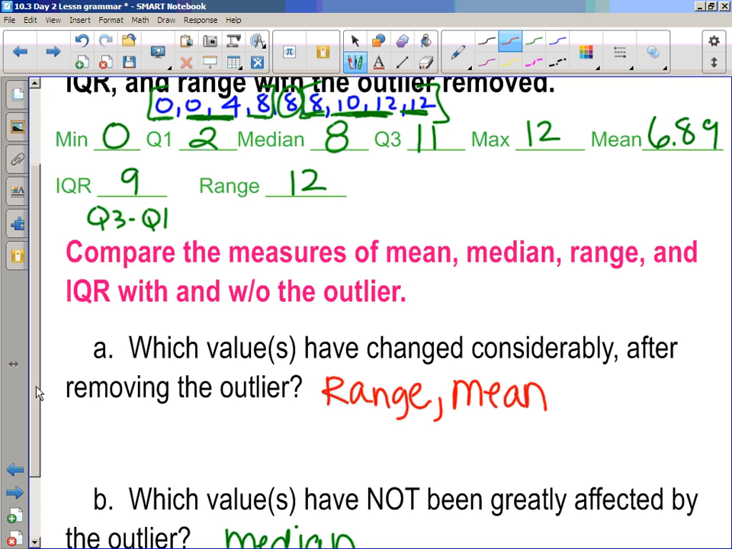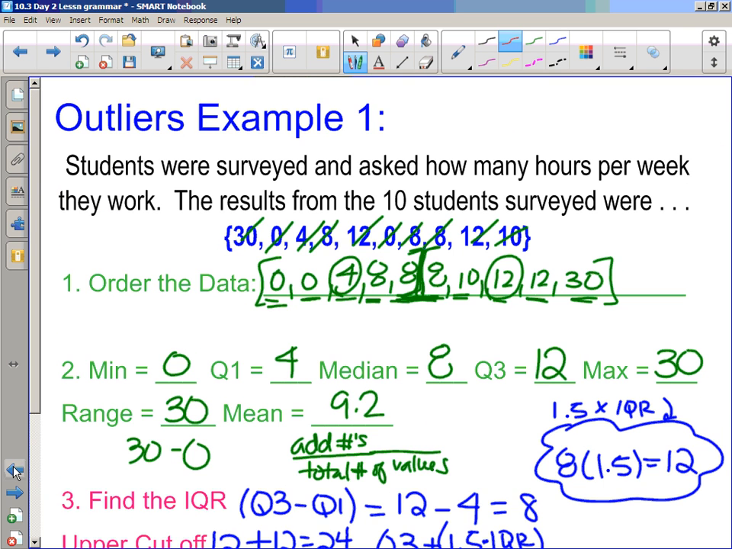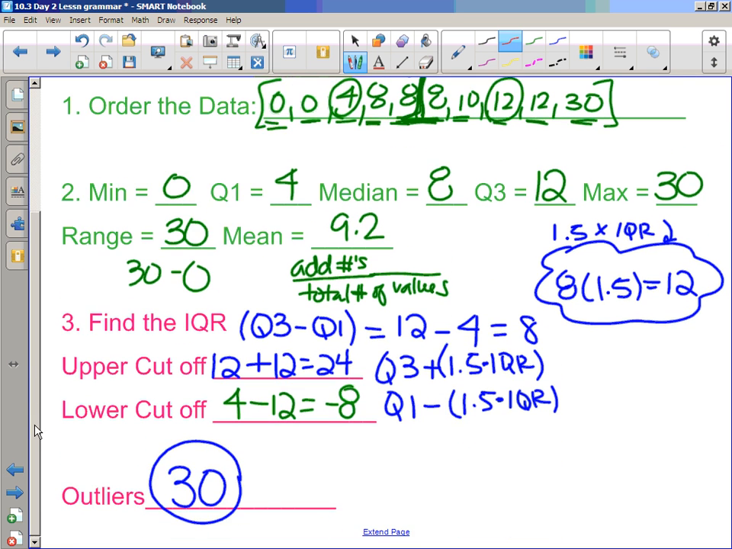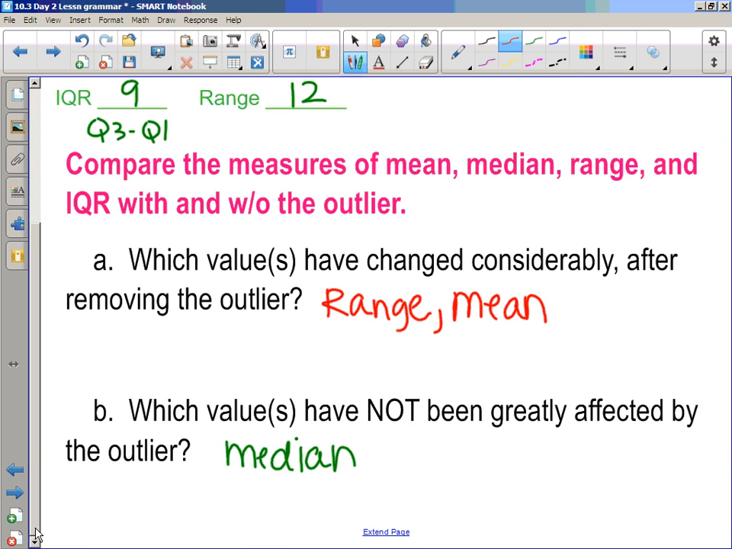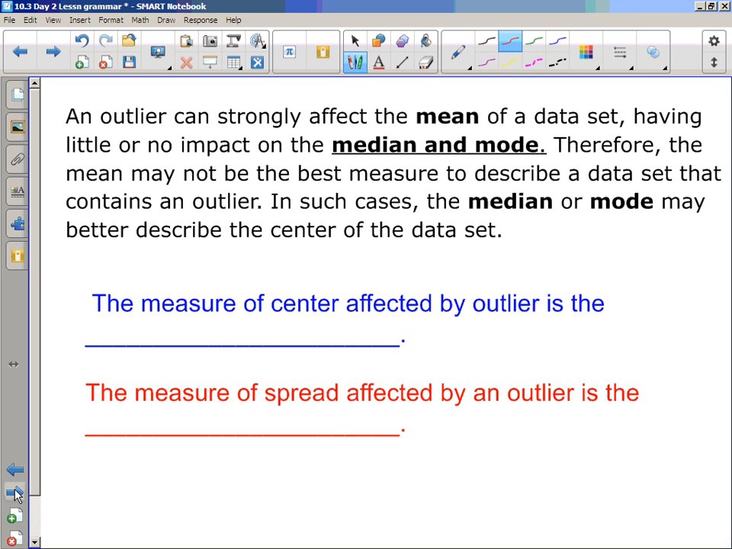All right, and what else is there? The mean, median, range, and let's look back at the IQR. We don't have it up there, but the IQR we found down here, and it was 8. If I go back, my IQR is 9, so I would say the IQR hasn't changed that much either. Okay. So the ones that have changed are the range and the mean. The median and the IQR haven't been changed that much. Okay, so the measure of center that's greatly affected by the outlier is the mean. Right, so the mean is greatly affected, and the median and the mode are not really affected. So one that's not really affected is the median.